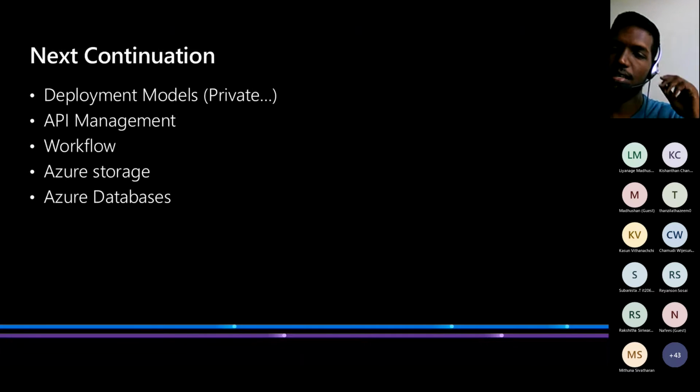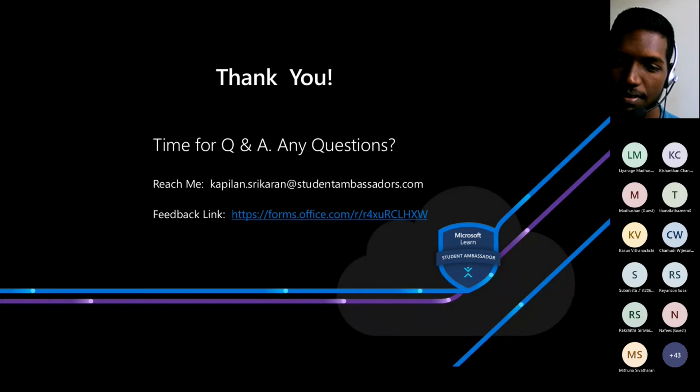In the next sessions we will be deploying the private and public cloud. We will look at them later, along with API management, workflow, Azure storage and Azure databases. I will leave the form with you all, and you can fill it in and get the feedback as well from that. If you have any questions, you can ask me right now.